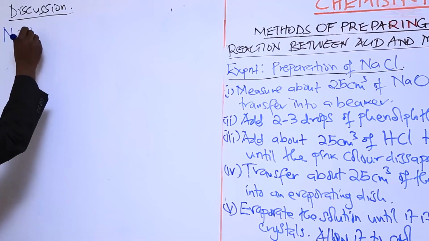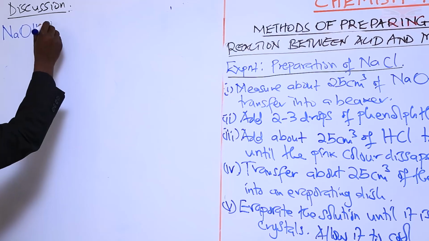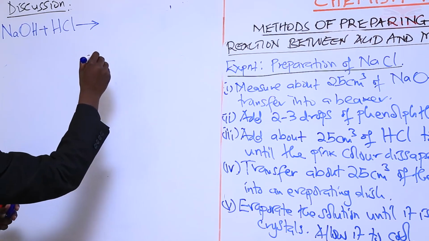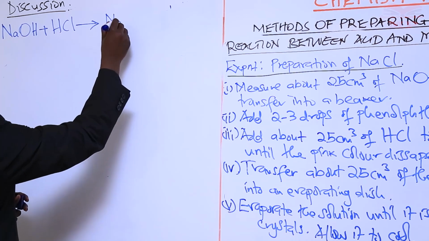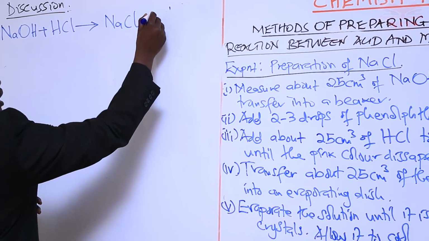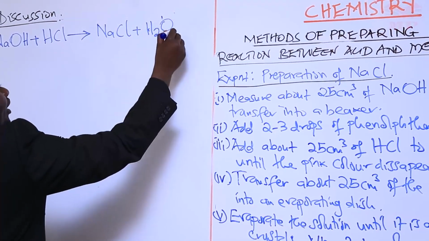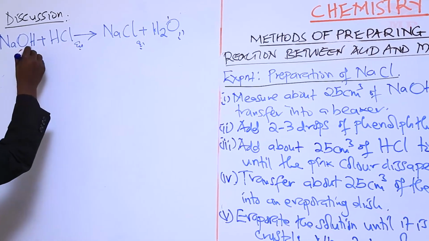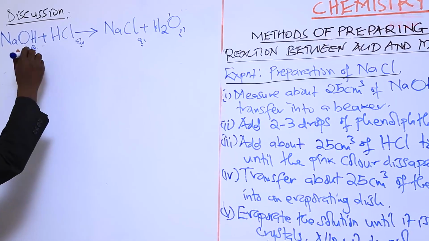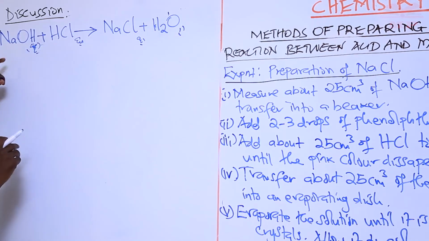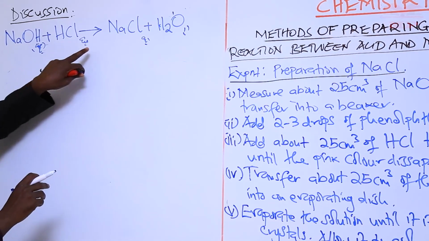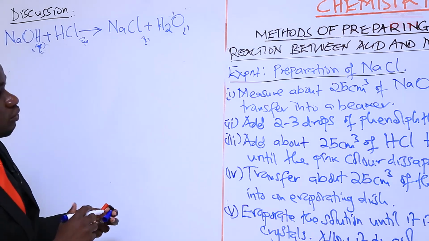Sodium hydroxide reacts with hydrochloric acid, and that will give you sodium chloride plus water liquid. So this one is aqueous, this one is also aqueous, this one is also aqueous. So we are saying metal hydroxide plus an acid, you get a salt and water.